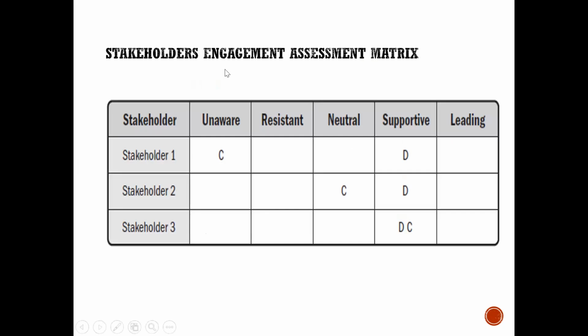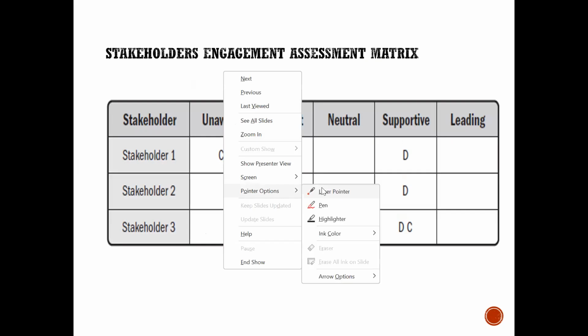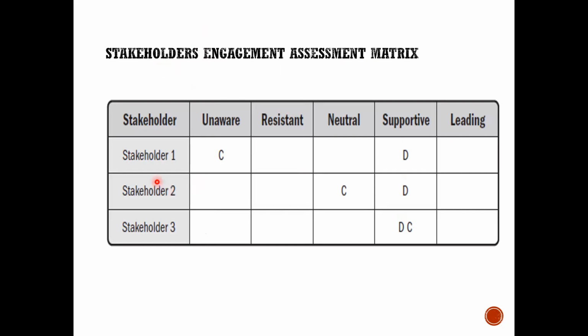Assessment Matrix. Now, can you see a stakeholder engagement assessment matrix here? Yes. This is a stakeholder engagement assessment matrix. These are various stakeholders, and these are unaware, resistant, neutral, supportive, and leading. These are various engagement levels. For example, stakeholder 1 is currently unaware, but in the interest of the project, his desired engagement level should be supportive. There can also be a stakeholder who is resistant, suppose marked C. For example, stakeholder 2 is currently neutral, but the desired engagement level should be supportive. This can also be the mapping.